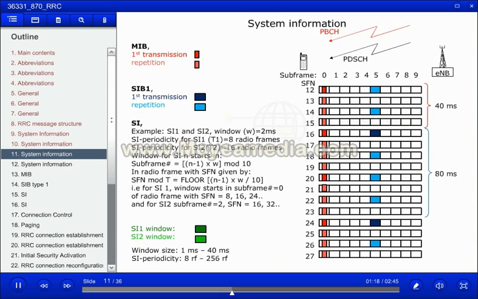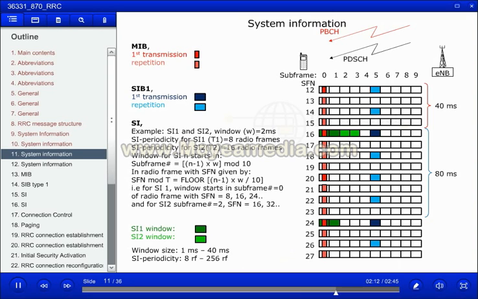SI messages are dynamically scheduled to occur within specified SI windows of certain length, valid for all SI messages, and periodicity as specified per SI message. SI windows for 2 or more SI messages will never overlap. In this example, there are 2 SI messages, SI1 and SI2. The length of the SI window is here 2 milliseconds, which equals 2 subframes, and the periodicity for SI1 is 8 radio frames, and for SI2 it is 16 radio frames.